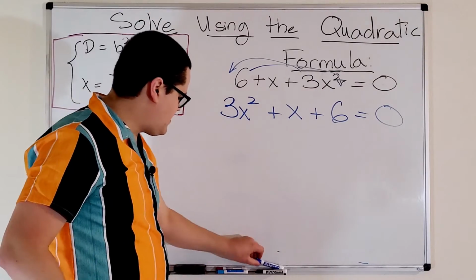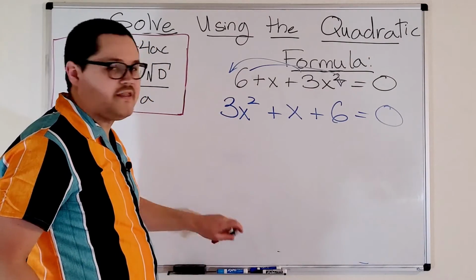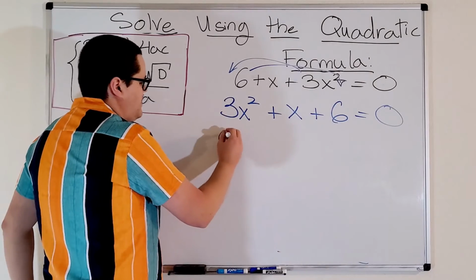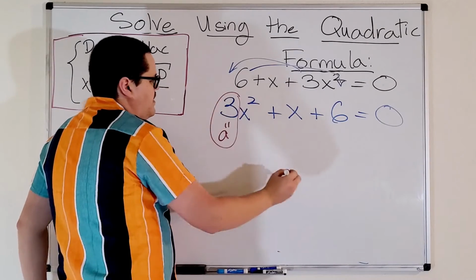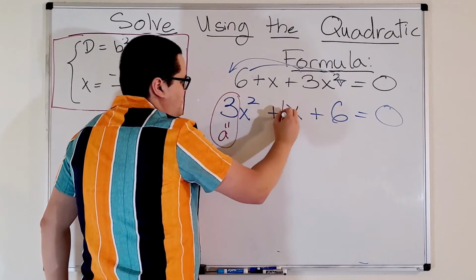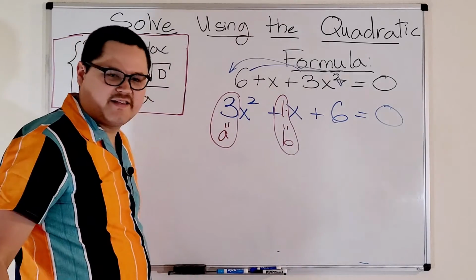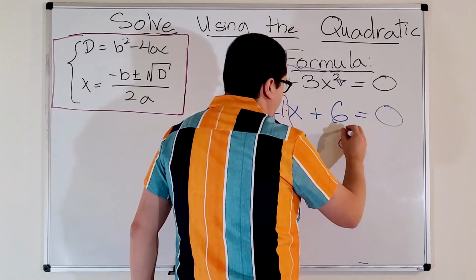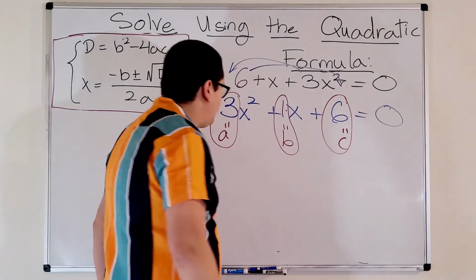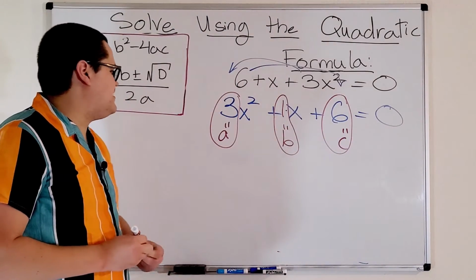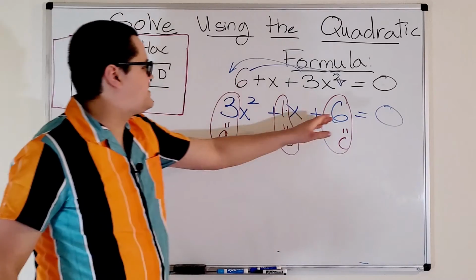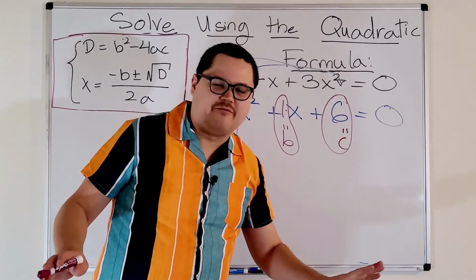So here it's clear that a is 3, b is 1, because remember there's an invisible 1 here, since x is the same as 1 times x, and c is positive 6. Now, had we not rearranged this, we would have thought a was 6 and c was 3. That would have been wrong.